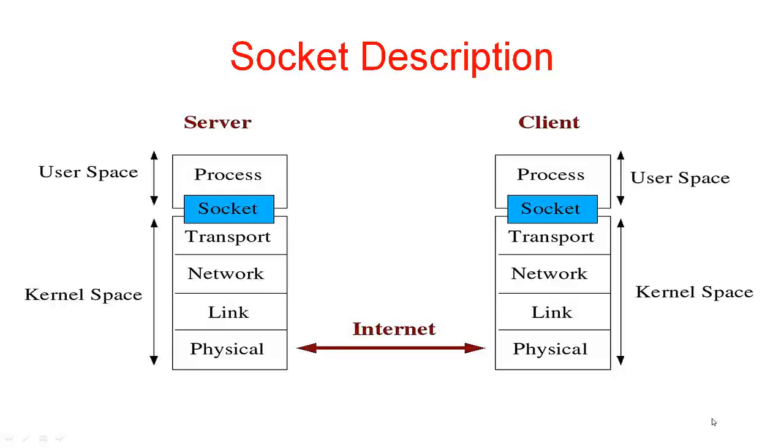When you're building applications, you basically work in the user space, which is where the processes run, and they interact with the transport layer, which is running in the kernel space. The transport layer in turn may make use of other layers, like the network layer making use of the link layer. All these work in the kernel space.